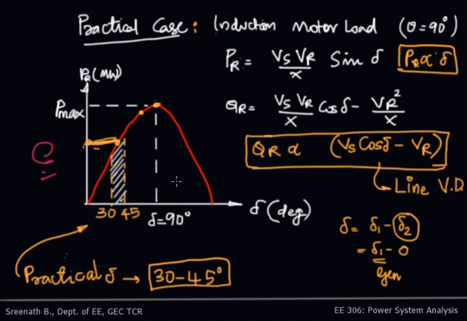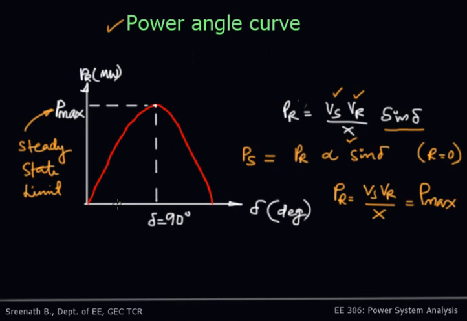Now from this lecture what you should understand is that your power angle curve is a curve plotted between power transferred and the angle delta. For an ideal condition, assuming a lossless line or R equal to 0, you can transfer maximum power when your delta is equal to 90 degrees, and the power that can be transferred, that magnitude, is known as the steady state stability limit under this condition.